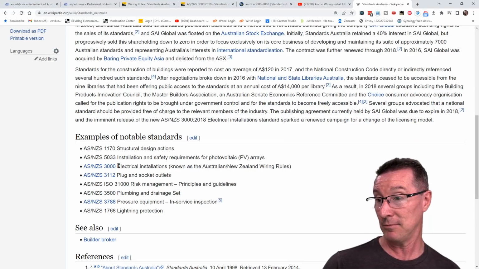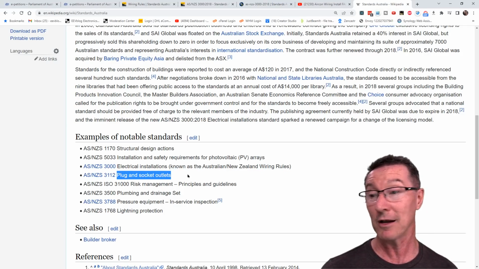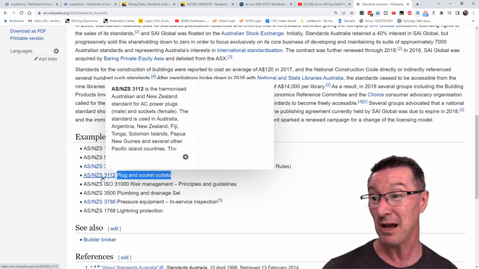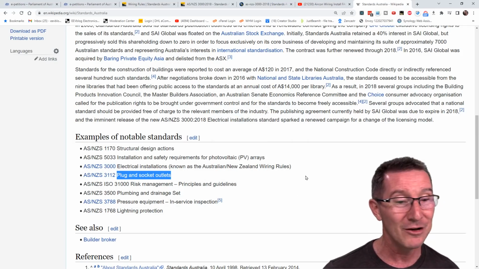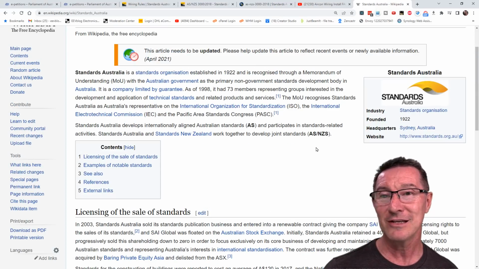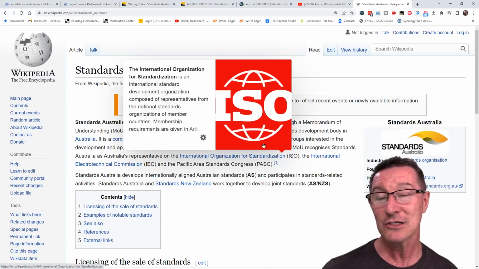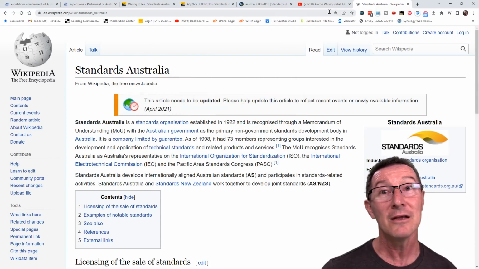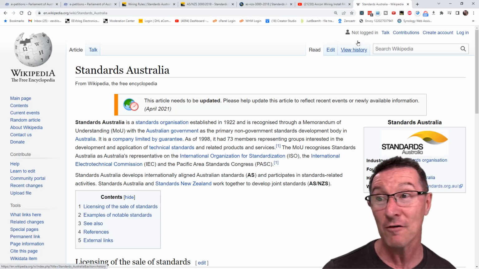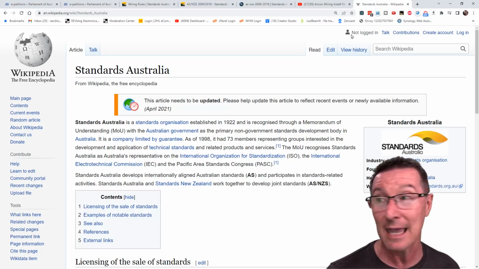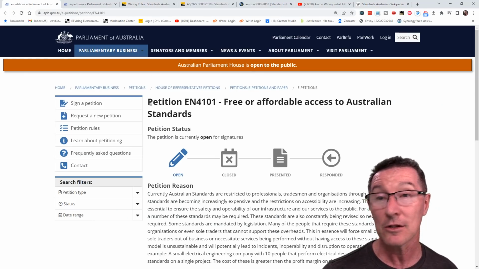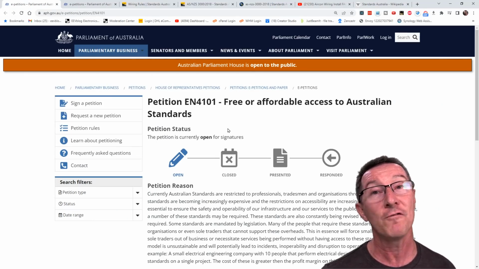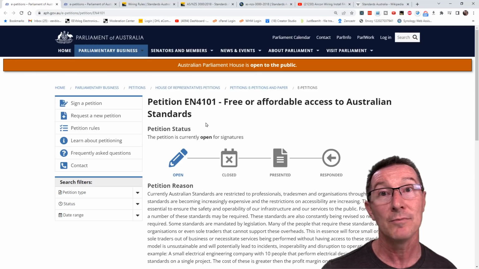For example, here's some electrical AS3000 plug and socket outlets. So if you want to know about your plug and socket outlets, there's another couple of $100. Thank you very much. This is just like lightning protection, all sorts of things, right? It's just nuts. And it looks like it's owned by a foreign entity. This is an absolute cash cow for them. They're just milking that cow for all that cash. So yeah, I think this is an excellent thing to get behind, free or affordable access to Australian standards.